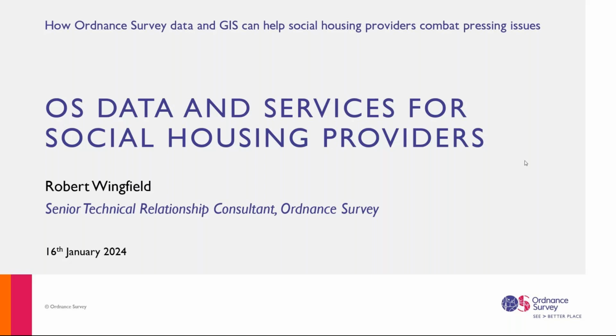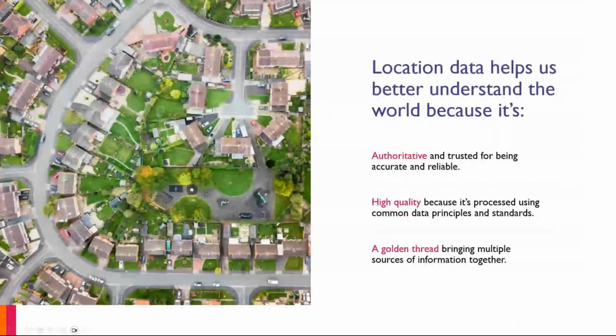So to start with, at a high level, a few key principles on location data about places. And location data really has a strong potential to help us better understand the world, where it is really authoritative and trusted, so where we know that the data is accurate and reliable. Secondly, where we know that data is high quality through the use of core data principles and recognized standards. And thirdly, where there is a golden thread, ensuring that data sets can be linked together through interoperability for greater insight and decision making for your use cases.